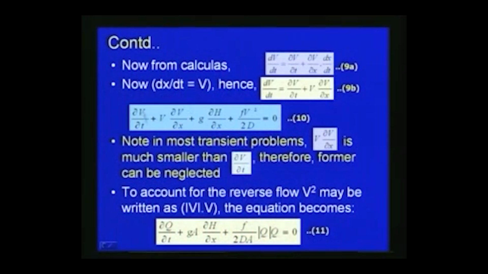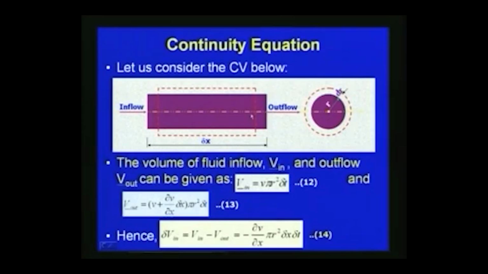So, finally, we got the relationship in terms of discharge. Here this V is put in terms of Q by A. So, finally, we got the relationship in terms of discharge as in equation number 11. This is the dynamic equation which we have derived based upon Newton's second law.